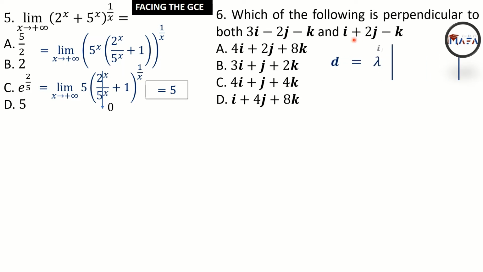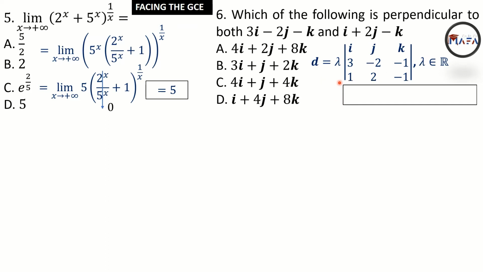So if I call the vector d, then my d should be equal to a scalar multiple of the cross product of the two given vectors. So either you just do the cross product or you do the scalar multiple of the cross product. I'm going to explain why. All right, with that said, we can do the cross product of the two vectors using the determinant method. And how do we do it? Let me just try to illustrate.